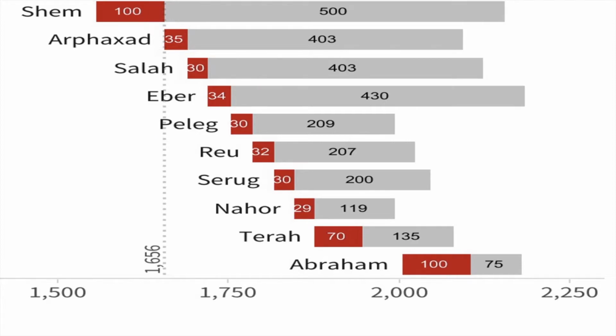But here's the genealogies. You have Shem, and then you have Eber, and then you have Abraham right here. Shem and Eber would have been alive around the time of Abraham. So it's fairly interesting.